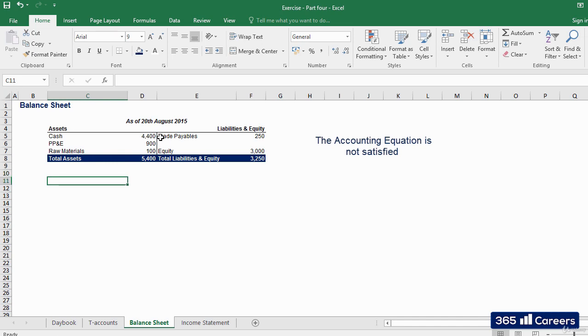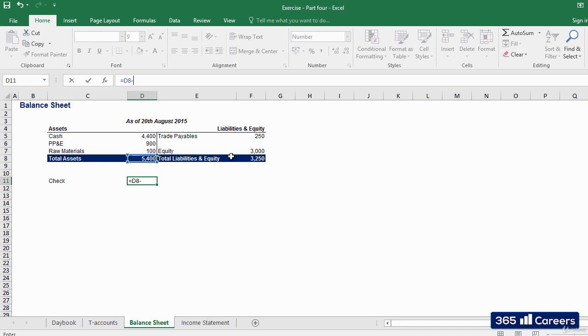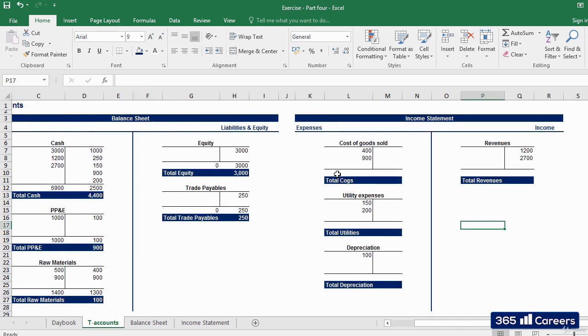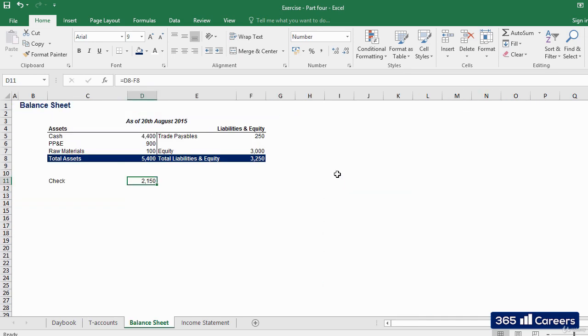Something is not correct. The accounting equation is not satisfied as assets are not equal to liabilities and equity. I'm sure you know where the mistake is, right? We need to calculate net income in order to balance the balance sheet, given that net income is part of equity. Right now, an important part of equity is missing, and this is the reason why the balance sheet does not balance.